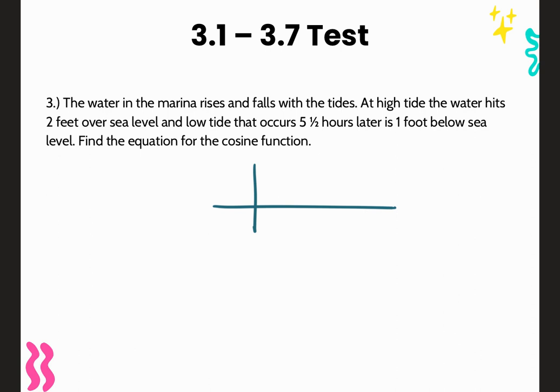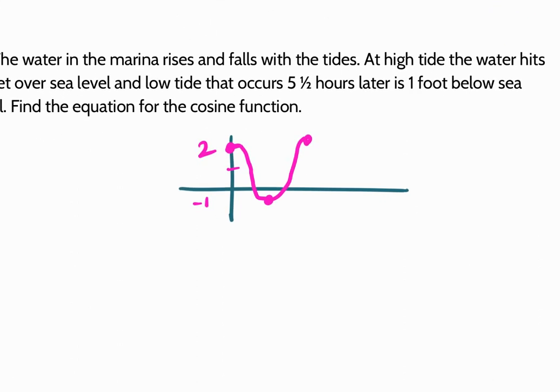So if I draw my axis to get a visual, if it starts at 2 feet at high tide, and then it goes down to -1 at low tide, and then it would come back up. And it says from high tide to low tide is 5.5 hours. So I needed to come back up, which means I needed to go another 5.5 hours, and this would be 11 for the period.